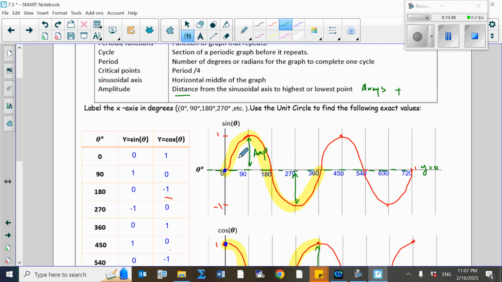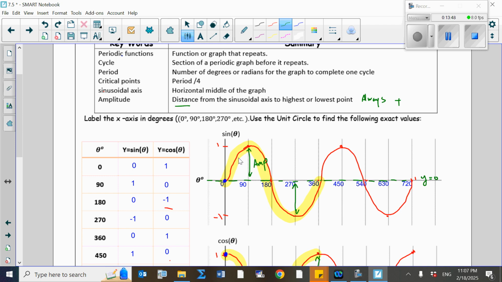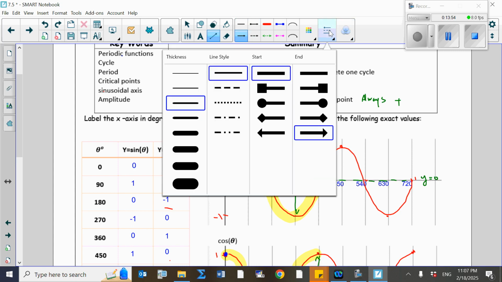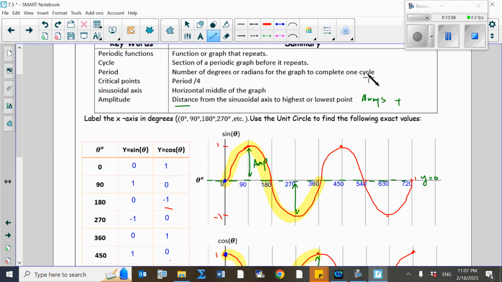If you want to find the period of any function, all you need to do is find the distance between 2 points, 2 repeating points, like this distance. These are the 2 high points. They're repeating each other. So that's the period of the function. Or you could consider the distance between 2 low points. That's also giving you the period of the function.